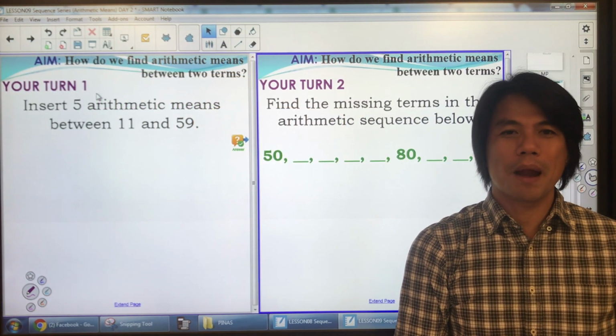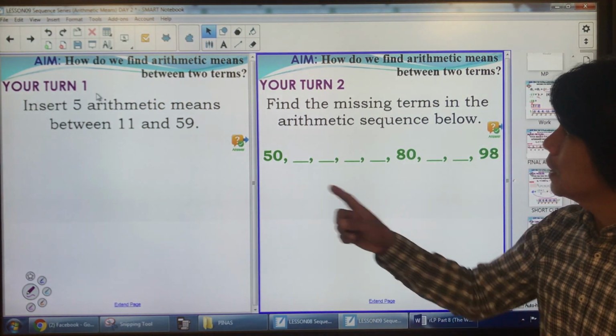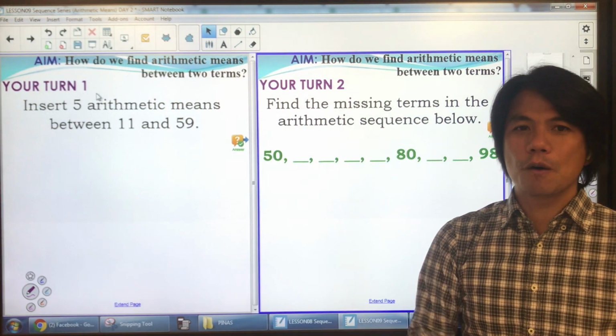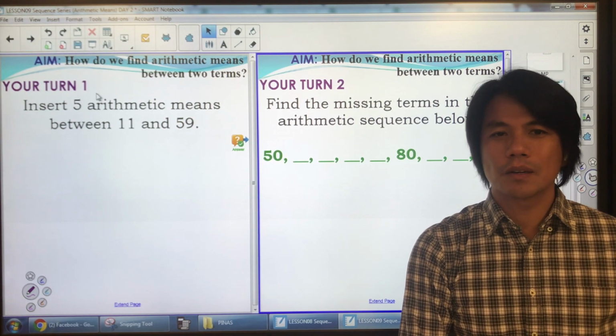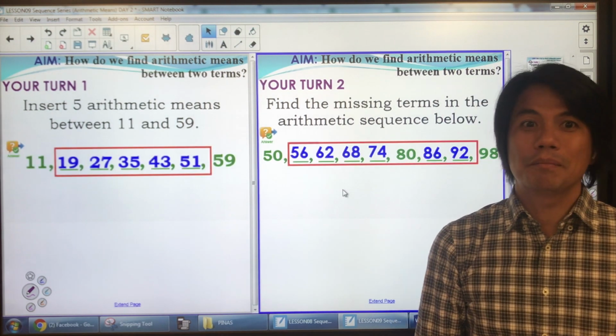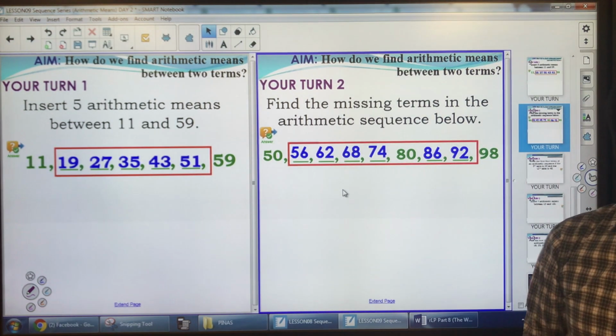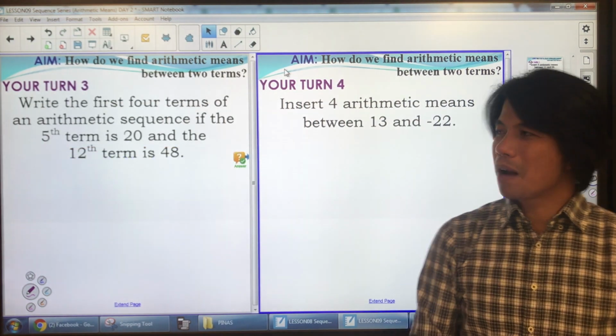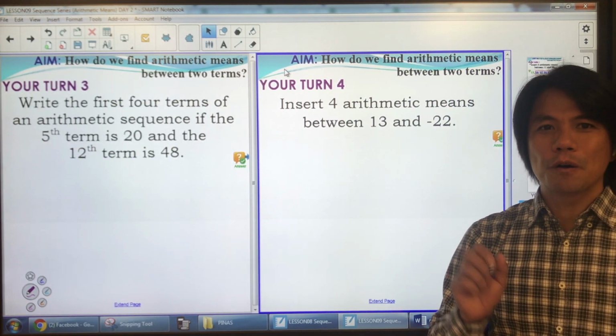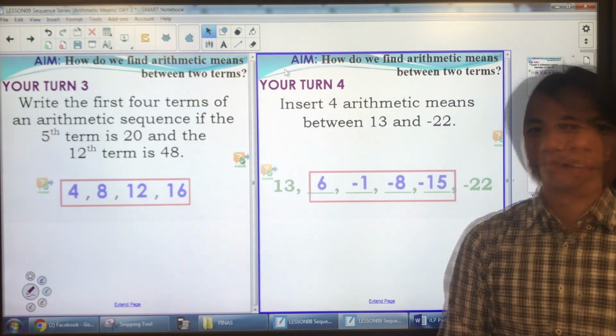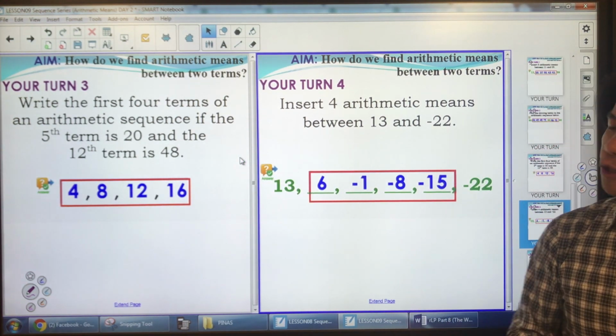Now it's your turn to practice. Go ahead and complete these two problems. Pause your video while you're doing it. Come back once you're done so that you can check your answers. Welcome back. I hope you got both answers correct. Let's have another round of problems. Pause your video. Come back once you're done. Alright, I hope you got both answers correct.